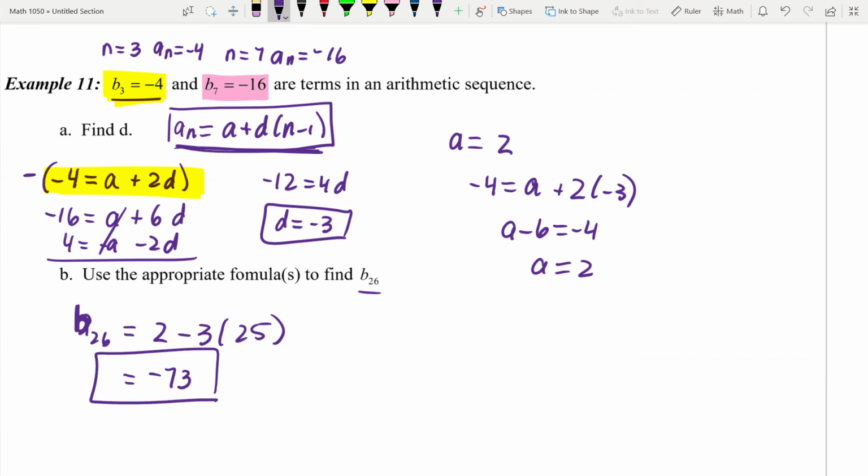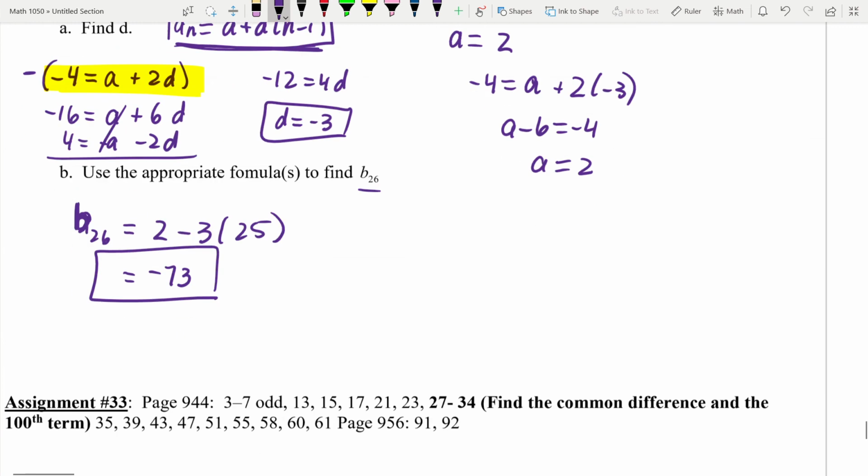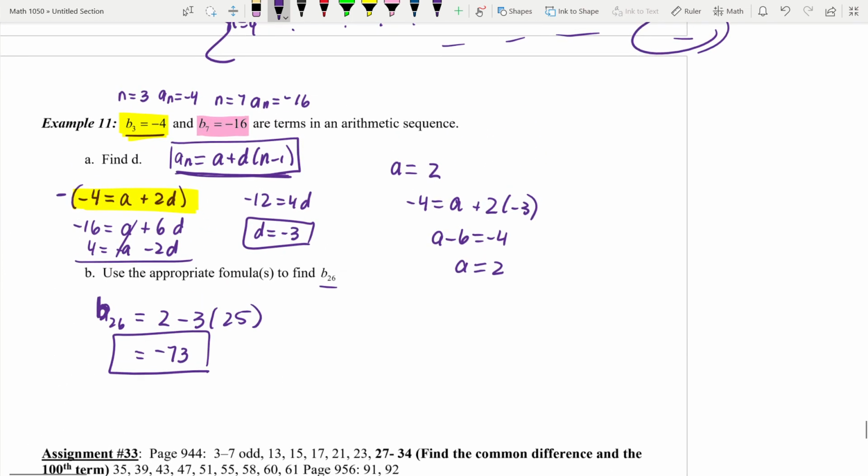Is that wrong? Like, how can I get a 26th term being a negative, in a big negative? How's that? You're getting smaller, right? Your difference is a negative. So that's it. Okay? That is it. Who says I'm good with this? Let me see how you're feeling. Okay? Yay.